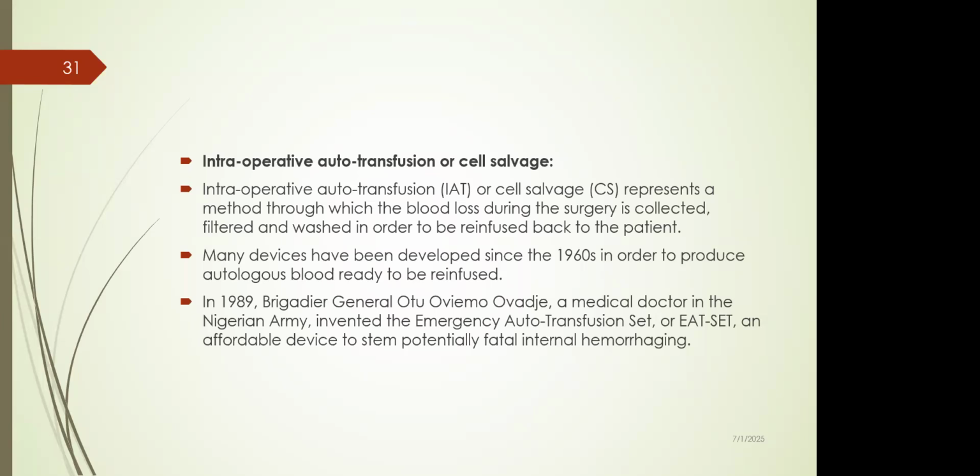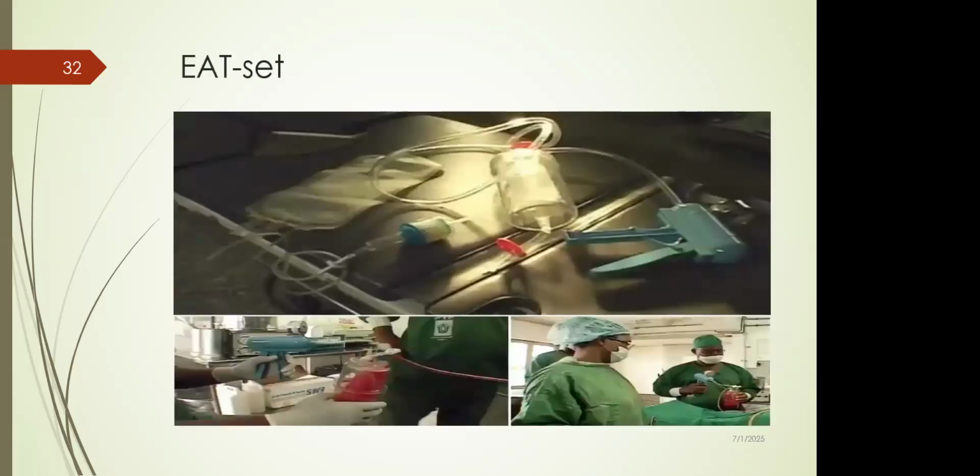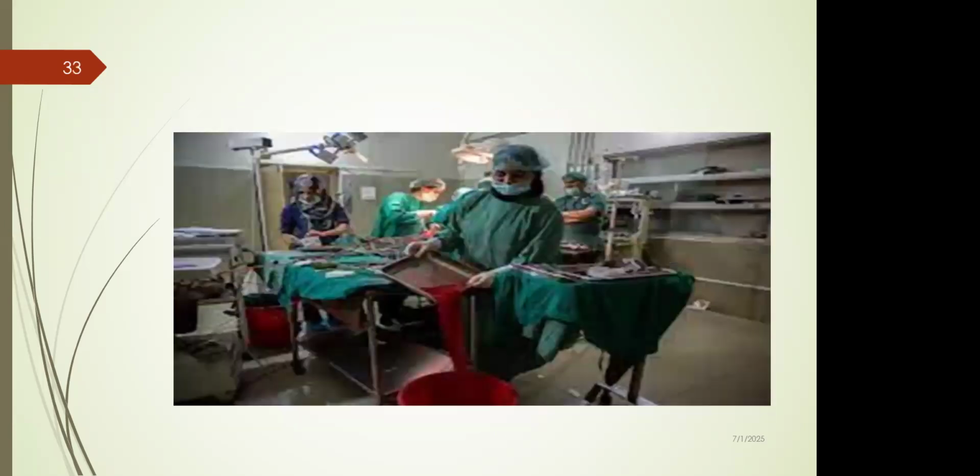Now, worthy of note is the one that was invented in 1987 by Brigadier General Otovioma, a medical doctor in the Nigerian Army, who invented the emergency autotransfusion set, the EAT set. It's an affordable and easy to use device in our environment. Now, this is a picture of the EAT set, and then you see how it's being used. It's quite easy and quite efficient too.